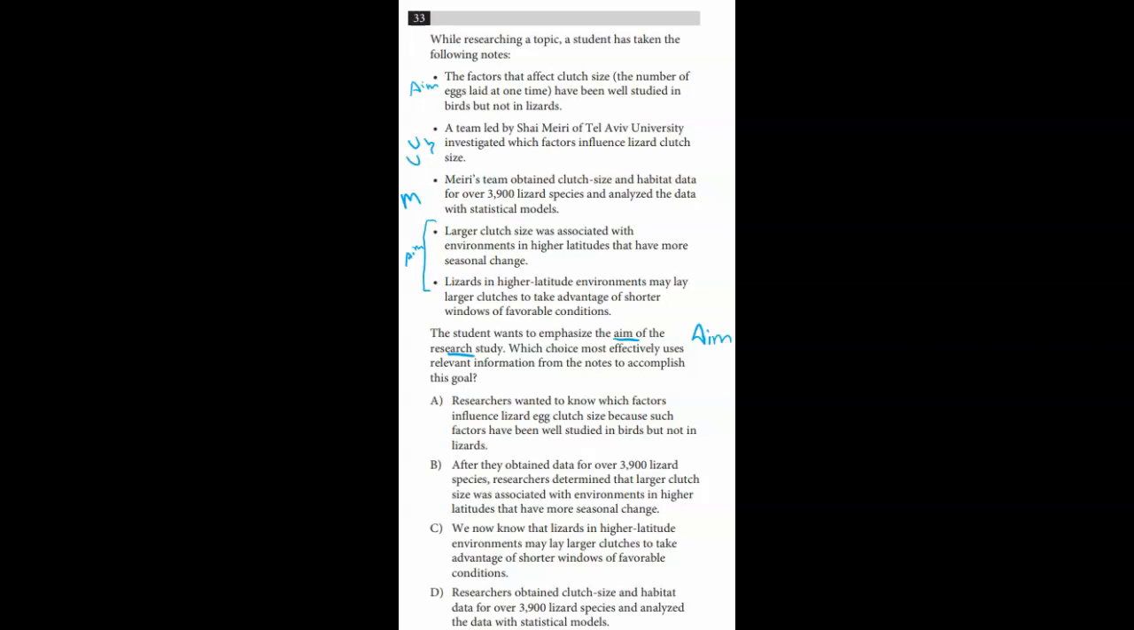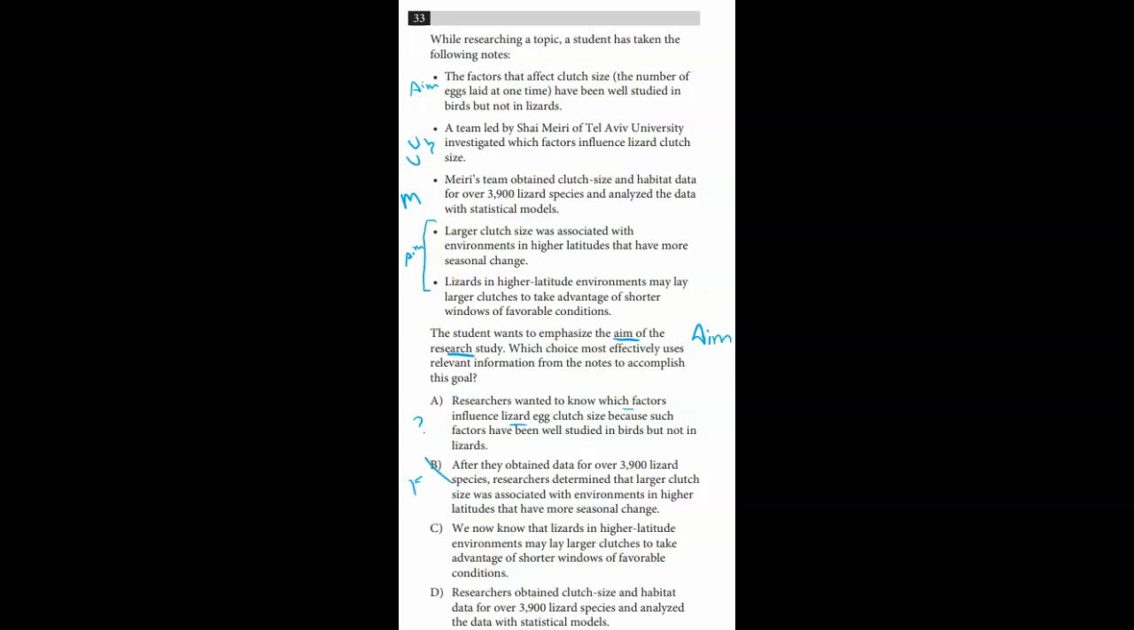A, researchers wanted to know which factors influence lizard egg clutch size because factors have been well studied in birds. Maybe. I'm not loving it, but could be. Because the reason I think it could be is because this would be a name. They want to know which factors influence lizard egg clutch size, and then they're just adding that it's been studied in birds, not lizards. B, after they obtained data over 3,900 lizard species, researchers determined that the larger clutch size was associated with it. This is the findings, not the aim. I'm going to take that out.